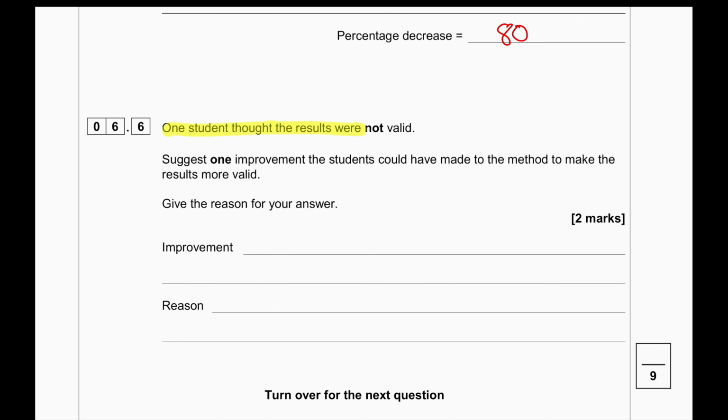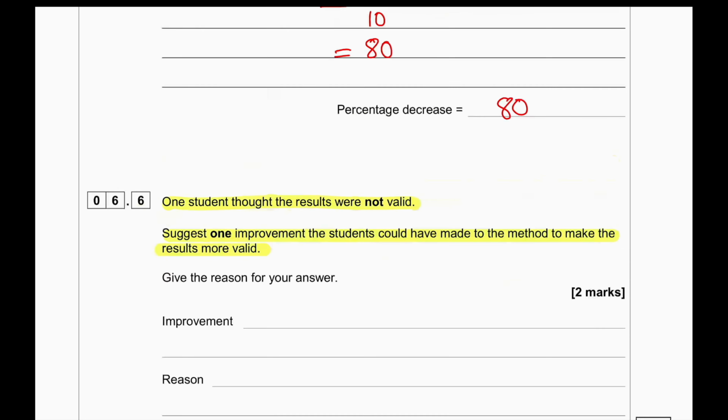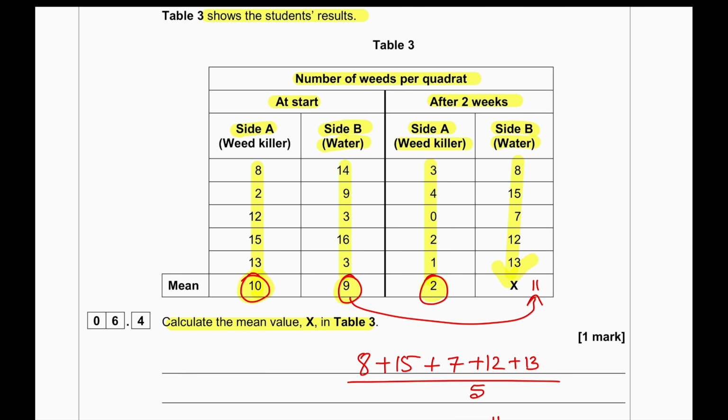One student thought that the results were not valid. Suggest one improvement that the student could have made to the method to make the results more valid. One easy improvement that any student can suggest is that because we used only 5 quadrats, the data cannot be representative. So use more quadrats. Alright. So using more quadrats can be an improvement.